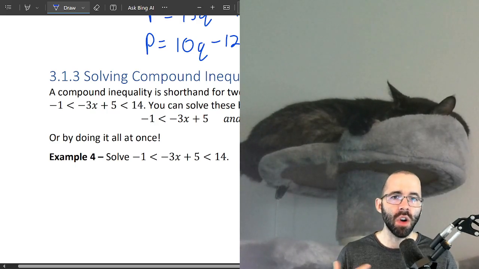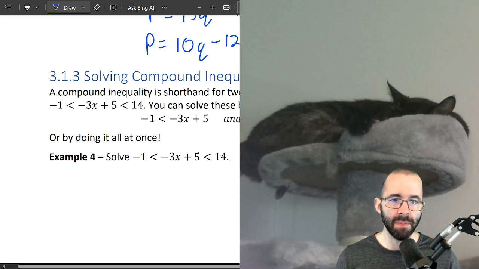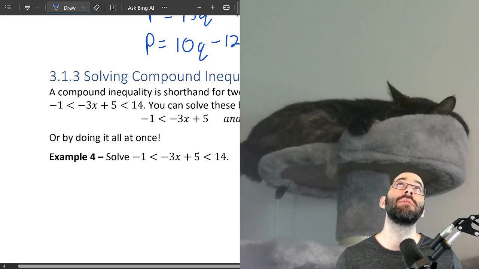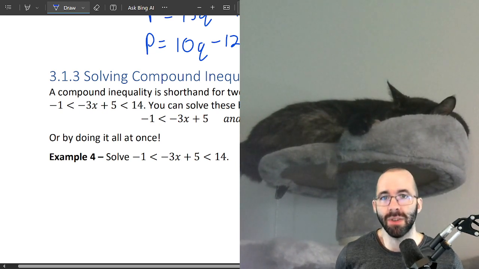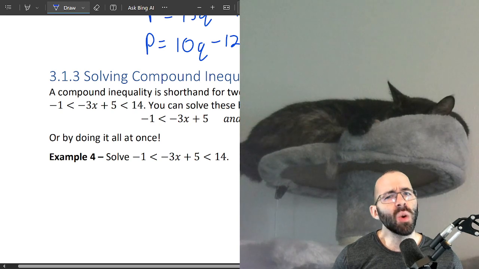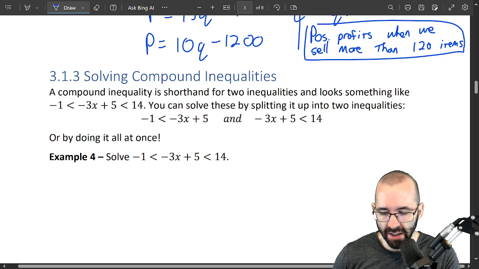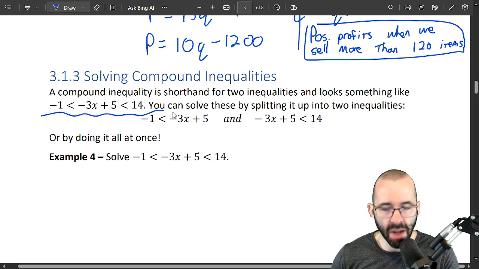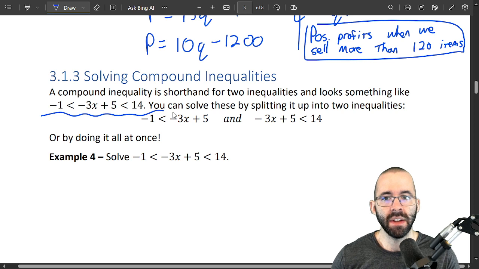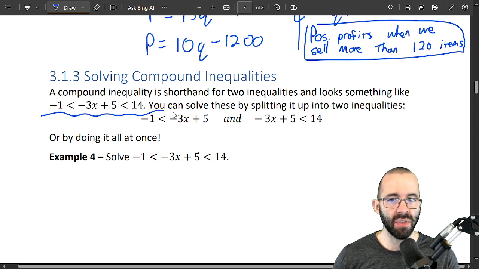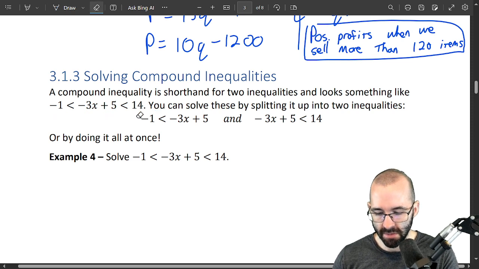This video talks about compound inequalities and how to solve them. A compound inequality is just shorthand for two inequalities being written down at the same time. So, what does that look like? Here's an example of a compound inequality. -1 is smaller than -3x plus 5, which is, in turn, smaller than 14.